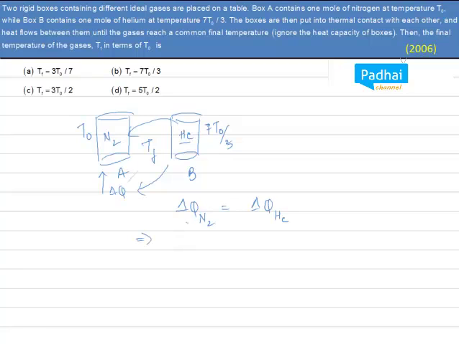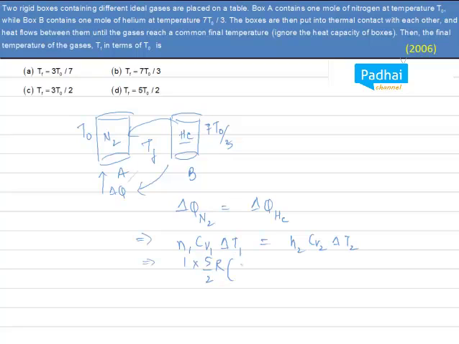So what will be delta Q? They have constant volume, right? They're not changing their volume. That means I can write delta Q equal to nCV delta T, so n1 CV1 delta T1 will be equal to n2 CV2 delta T2. Now both of them have 1 mole. So 1 into CV1 for N2. N2 is a diatomic gas, and for a diatomic gas, CV is given by 5 by 2 into R.